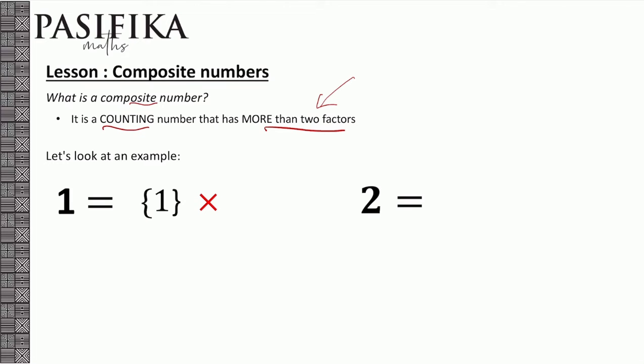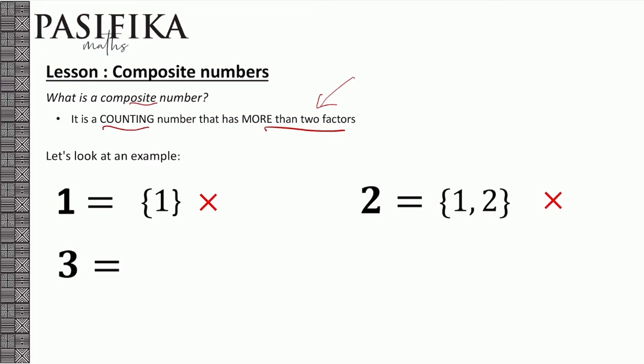What about 2? What numbers multiplied together give us 2? If you said 1 and 2, you're correct. Now 1 times 2 is 2. Looking back at the definition of composite numbers, it requires a number to have more than two factors. In that case, 2 is not a composite number.